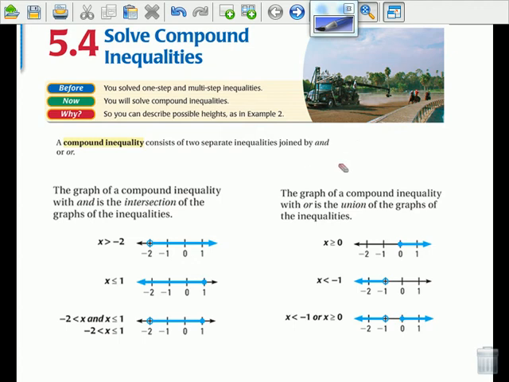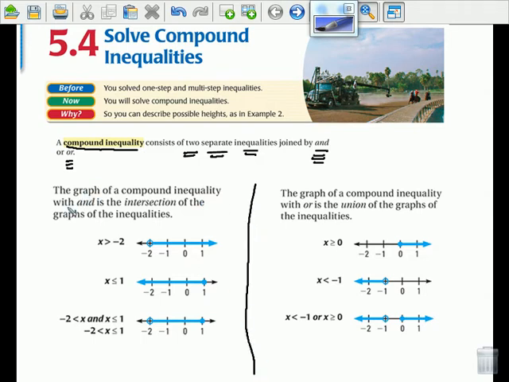Lesson 5.4 is solving compound inequalities. Up to this point, you've solved some multi-step inequalities, but now we're going to solve what are known as compound inequalities. A compound inequality consists of two separate inequalities joined by the word "and" or the word "or". You treat them entirely differently depending on whether it's an "and" or an "or". So we're first going to look at the ands.